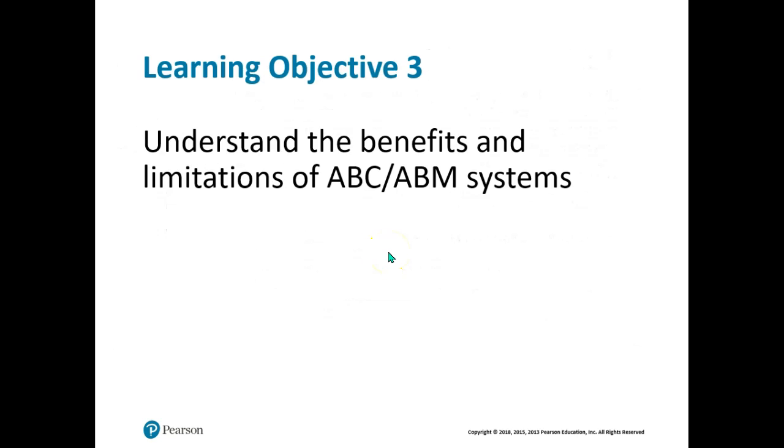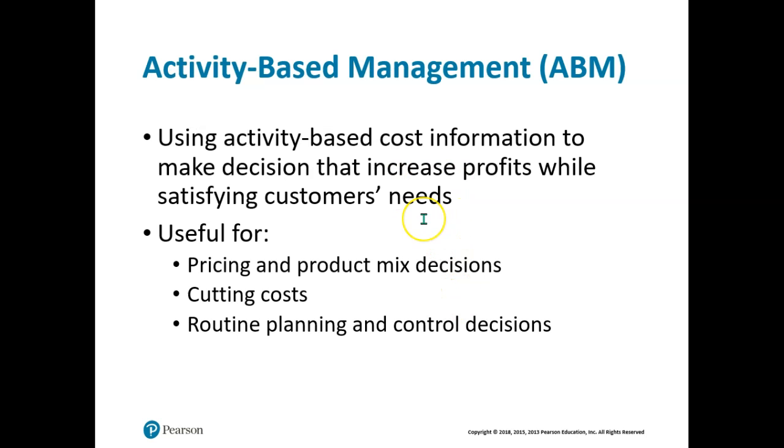So let's look at the benefits and limitations of ABC, and ABM is activity-based management. So using activity-based cost information to make decisions, it should increase profits, and also still satisfy customer needs. And it's useful for figuring out what's the right pricing and what's the right product mix, what we should be producing to be able to cut costs. Like if you find out that inspection costs too much, maybe there's a way you can change the design to decrease the inspection costs. And then finally, routine planning and control decisions. Okay, that's what it's useful for, because you know a lot more about your process then.